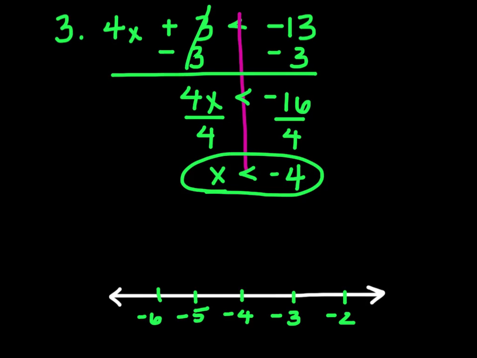So if I graph this now on my number line, I have to decide open circle or closed. Well, since it's just a less than, not a less than or equal to, it's going to be an open circle at negative 4. And then because it's smaller, I'm going to shade to the left. All the less than, remember, gets shaded to the left. That represents that negative 5 and negative 6 are smaller than the negative 4 on a number line.